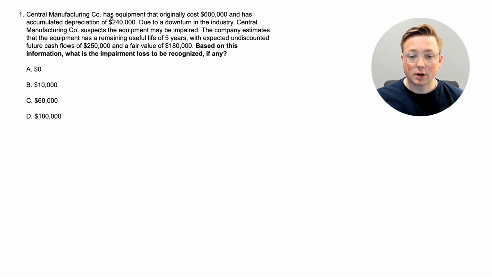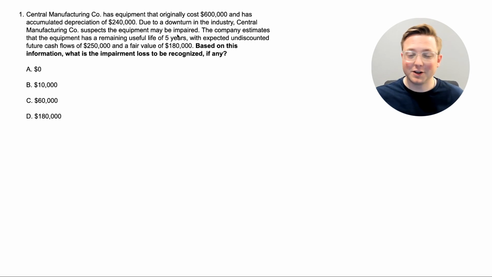Central Manufacturing Co. has equipment that originally cost $600,000 and has accumulated depreciation of $240,000. Due to a downturn in the industry, Central Manufacturing Co. suspects the equipment may be impaired. The company estimates that the equipment has a remaining useful life of 5 years, with expected undiscounted future cash flows of $250,000 and a fair value of $180,000. Again, based on all this information, we have to figure out the impairment loss, if there is any, to be recognized. So if you know how to do an impairment loss, that's great.